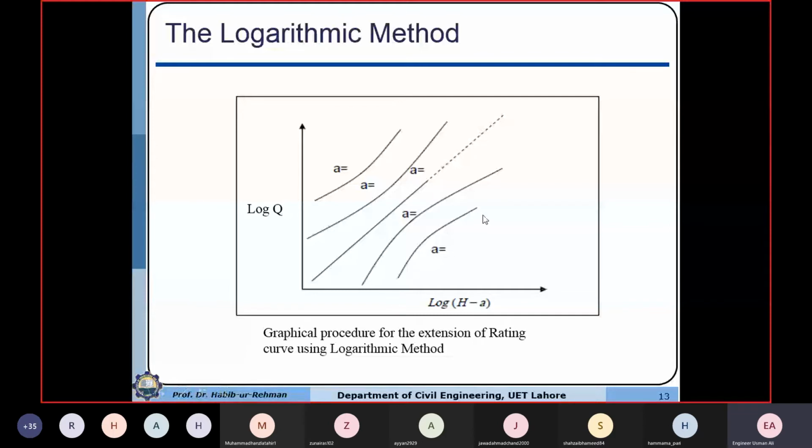For example, this plot is for A value 0.1, this is for A value 0.15, this is for A value 0.2, this is 0.25, 0.5 for example. Now after plotting all this, that value of A will be finalized, which gives you the most straight line.